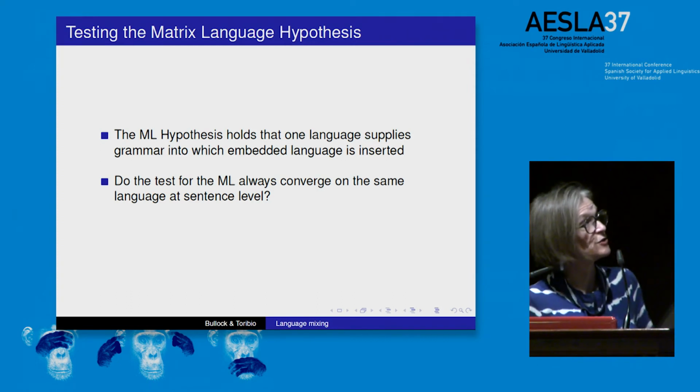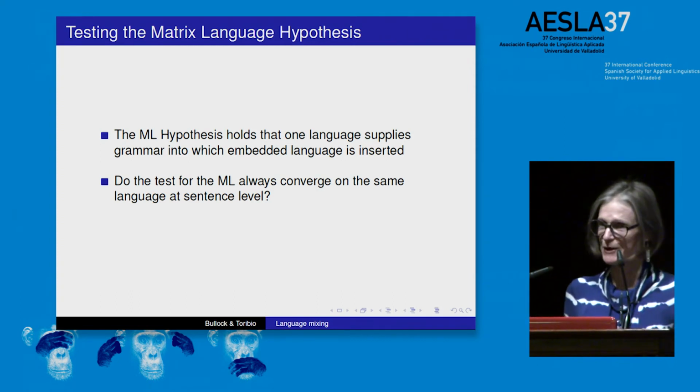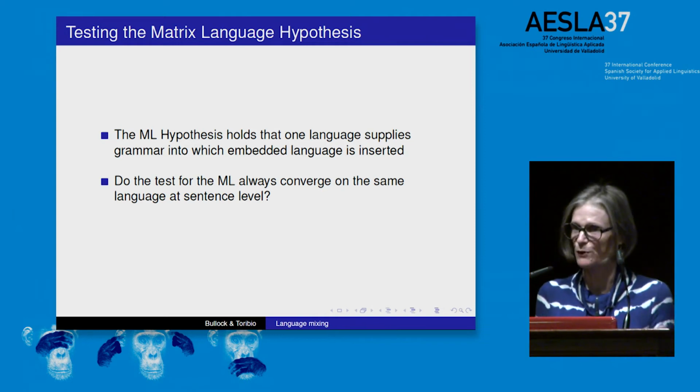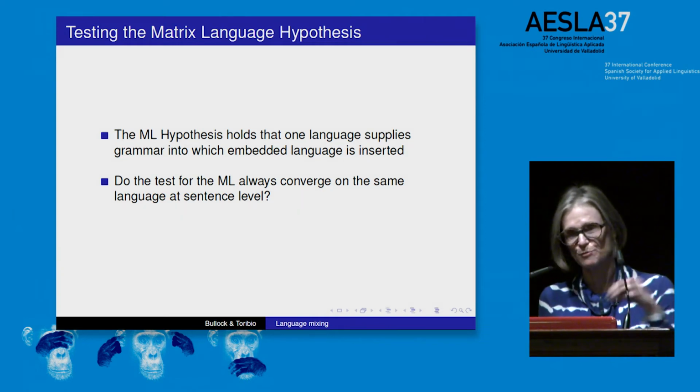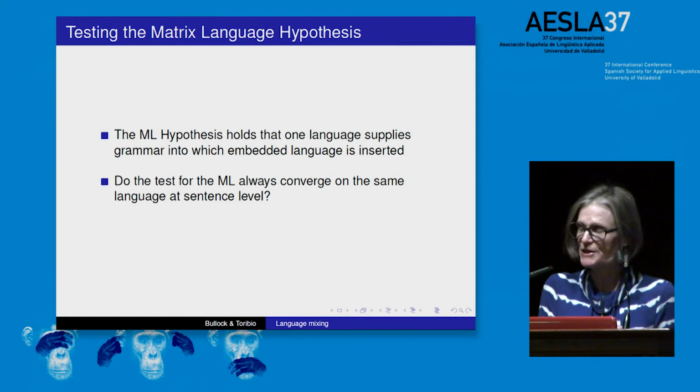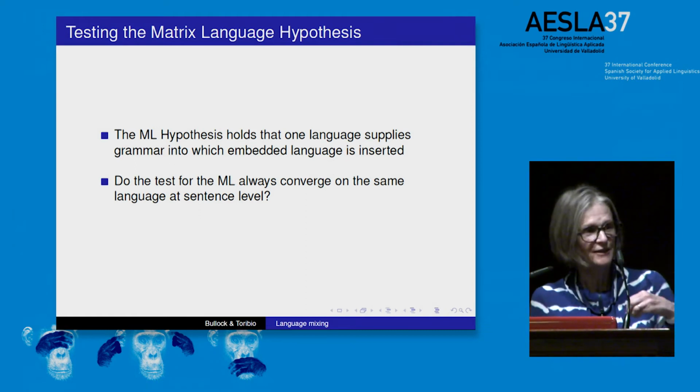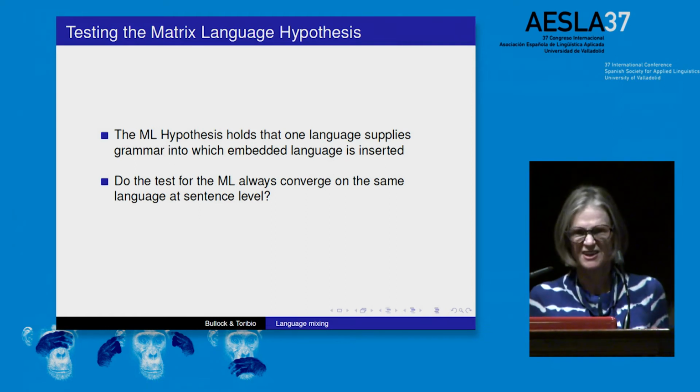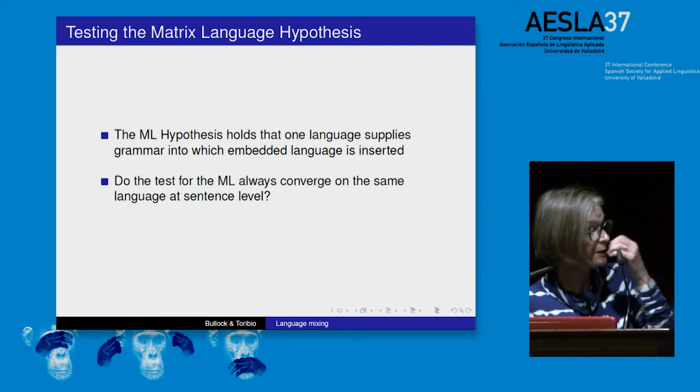So we want to test the matrix language. The matrix language, as you know from Myers-Scotton, says that basically there's one language that's supplying the grammar into which you're embedding words from another language. So basically it's a monolingual grammar with some word insertions, akin sort of to borrowing.